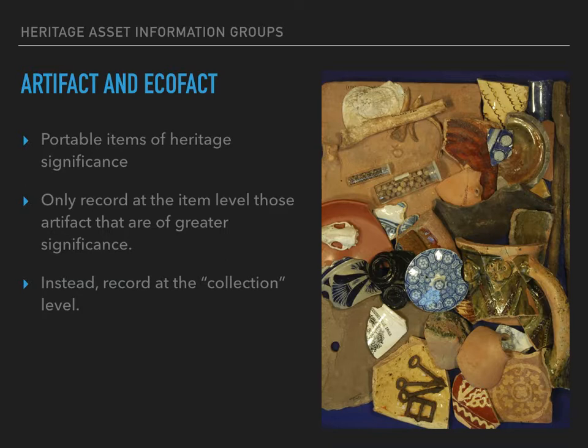Following monument, we have artifact and ecofact. These are essentially any portable items that can be recorded at a heritage site. MIDAS recommends recording at an item level only when the item is of significant historical value. Otherwise, recording on the collection level is fine. The example they include of something on the collection level would be, say, Roman pottery or vertebrate remains.